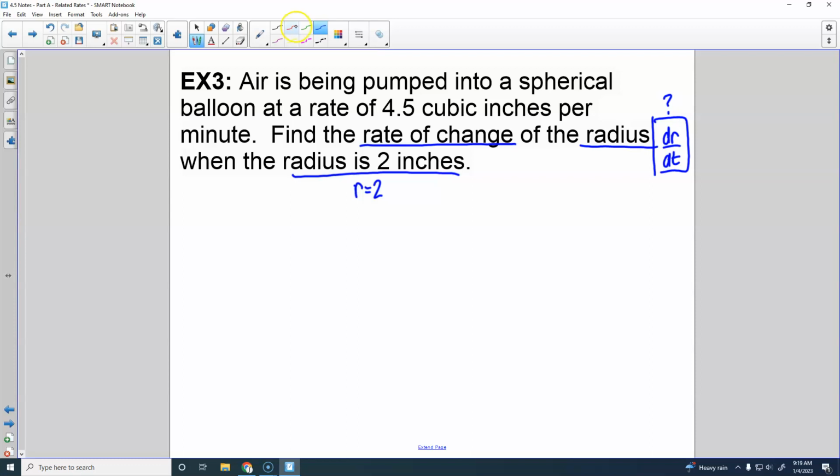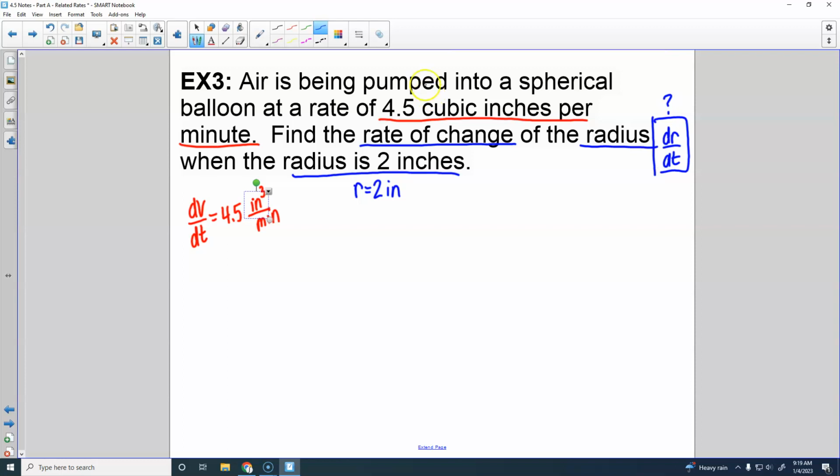What is this 4.5 cubic inches per minute? That is your rate of the volume change. And what variable would it be? dV/dt is 4.5 cubic inches per minute. All right, r is 2 inches. dr/dt is what we're looking for.